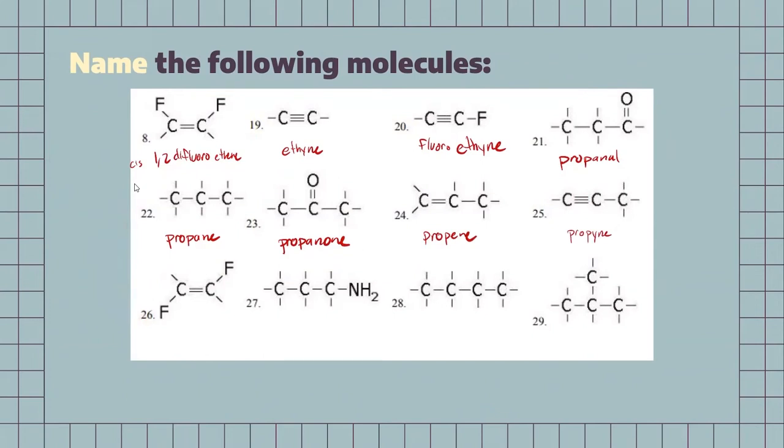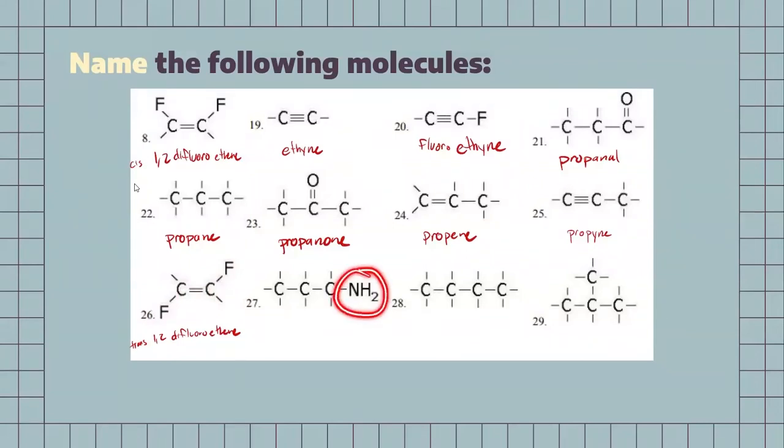Now 26 is very similar to 18. We still have 2 fluorides. One is on carbon 1, the other one is on carbon 2. We still have that same alkene. So this one is 1,2-difluoroethene. But now on this one, notice how the fluorines are on opposite sides. So this one wouldn't be cis. This one would be trans. So the full name would be trans 1,2-difluoroethene.